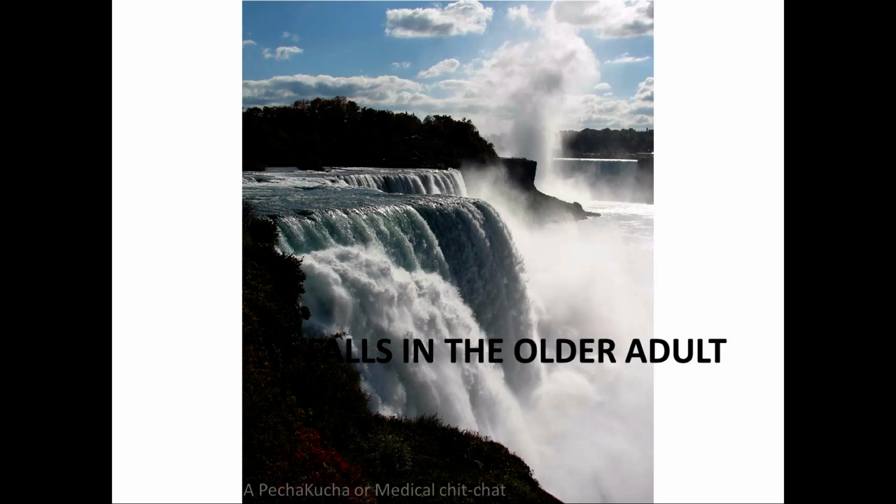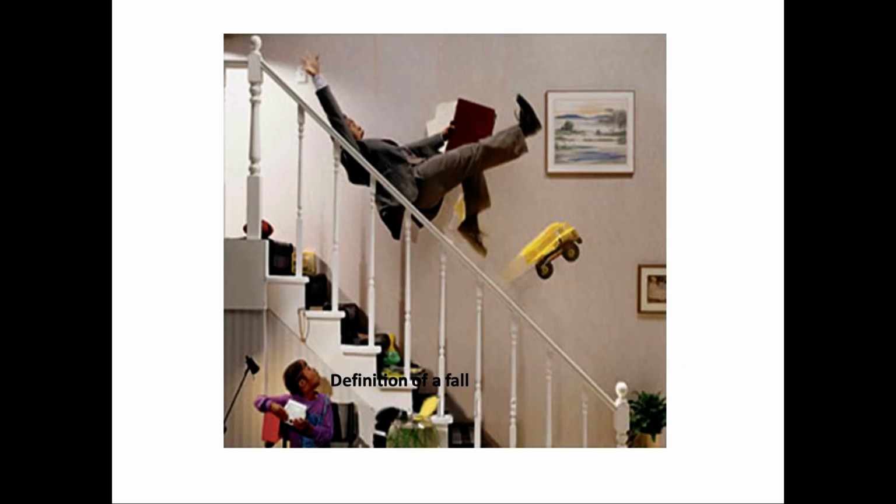The following is a pecha kucha, or chit-chat, regarding falls in the older adult population. A fall is an event in which a person comes to rest on the ground or lower level without the loss of consciousness. Excluded from falls are major intrinsic events, such as strokes, seizures, and syncope, or overwhelming environmental hazards. The probability of falling in 1 year for a person aged 65 years or older is 27%.